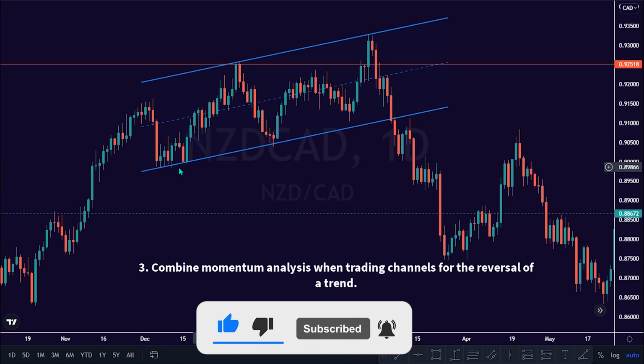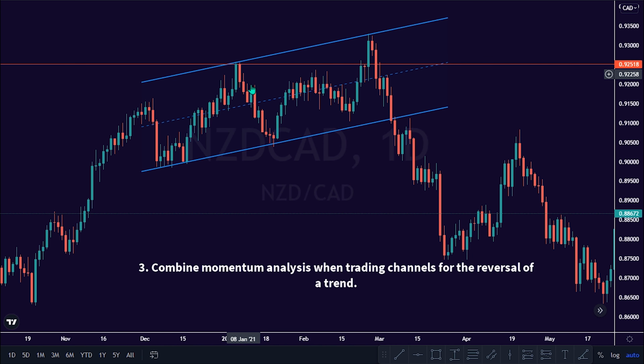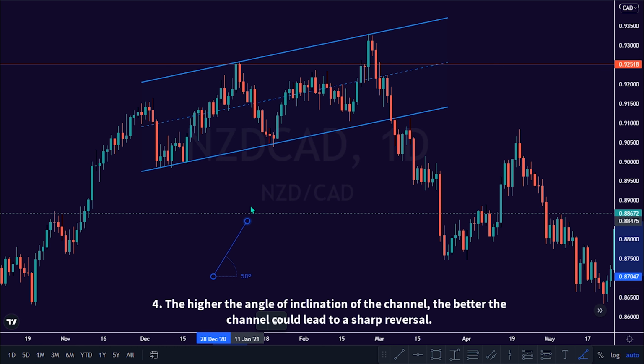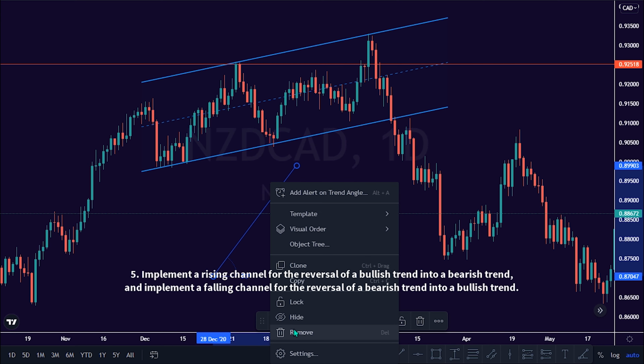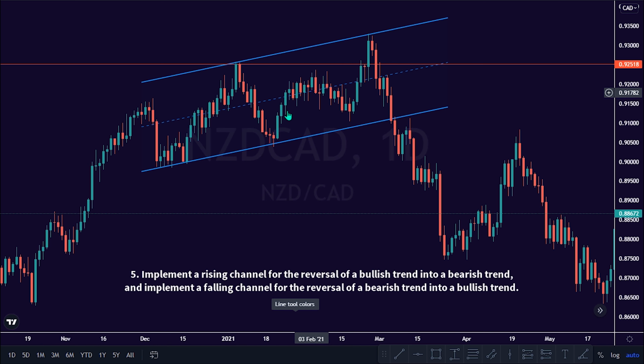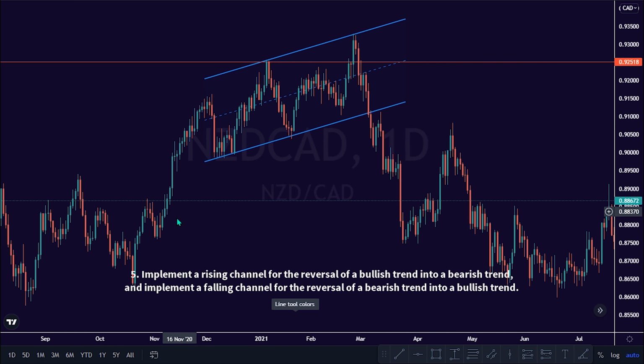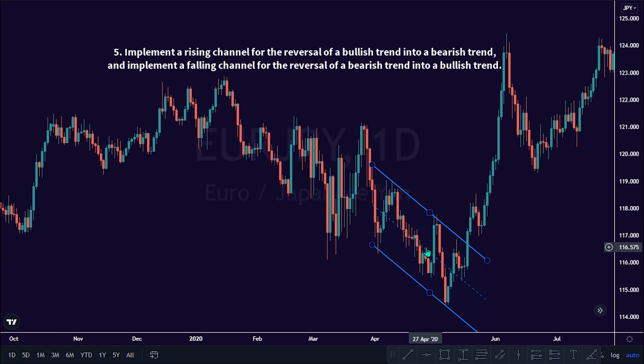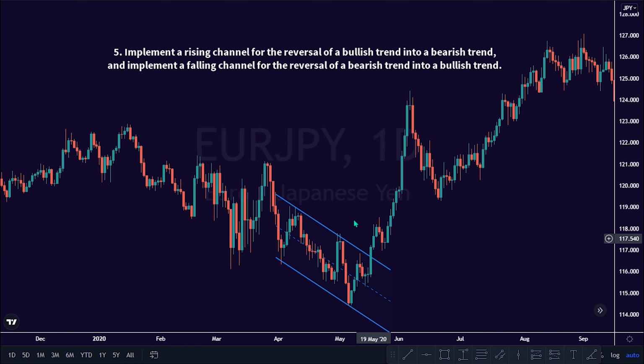Number 3. Combine momentum analysis when trading channels for the reversal of a trend. Number 4. The higher the angle of inclination of the channel, the better the channel could lead to a sharp reversal. Number 5. Implement a rising channel for the reversal of a bullish trend into a bearish trend, and implement a falling channel for the reversal of a bearish trend into a bullish trend.